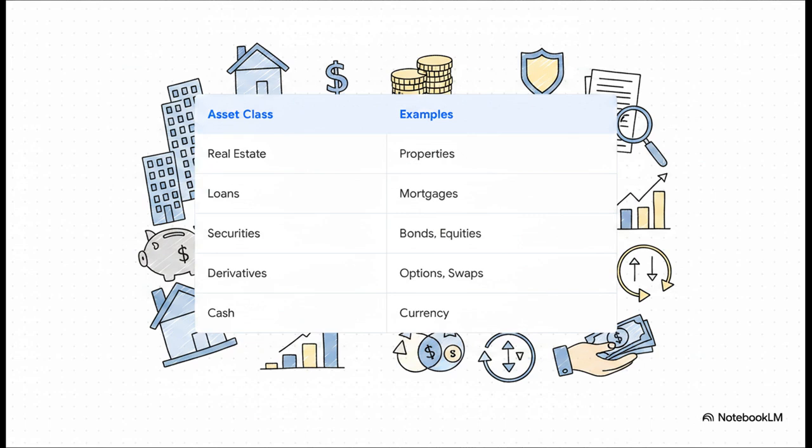Why do regulators want all these specific buckets? Because physical real estate takes months to liquidate in a crisis, while cash is instantaneous. They need to see your exact liquidity timeline.